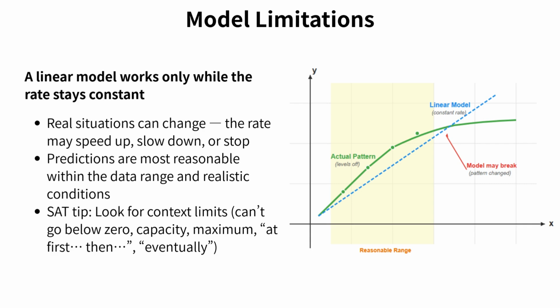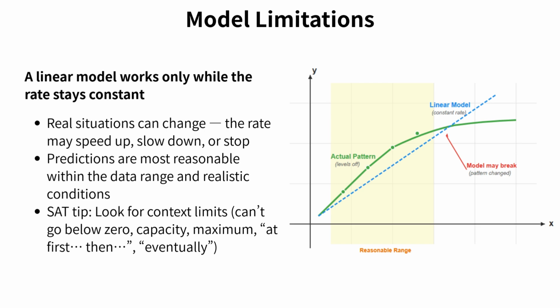The rate of change stays constant. In real life, that assumption often breaks. The relationship can speed up, slow down, level off, or change direction. That's why predictions are usually most reasonable within the data range and under the same conditions the data came from.